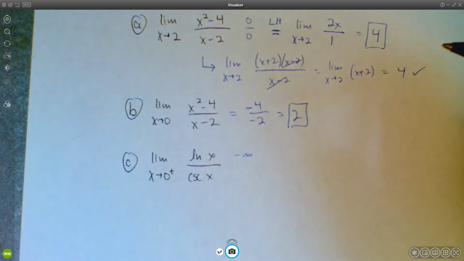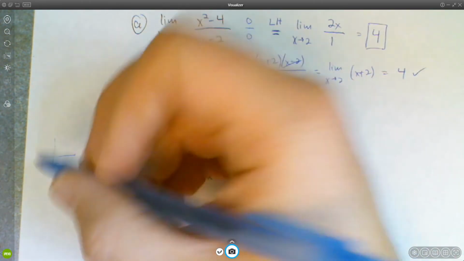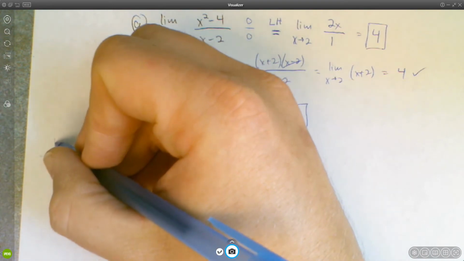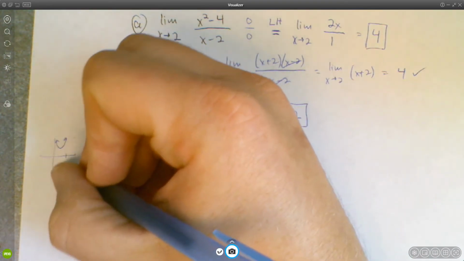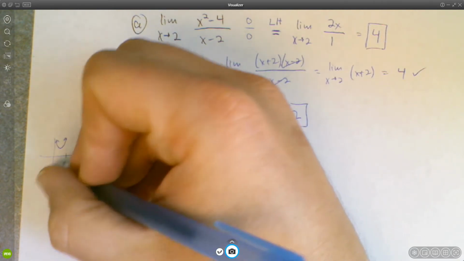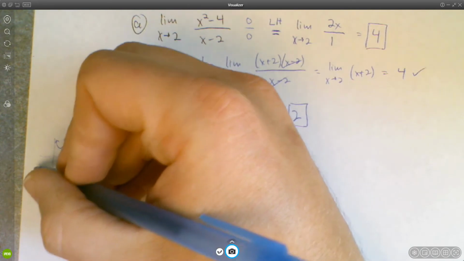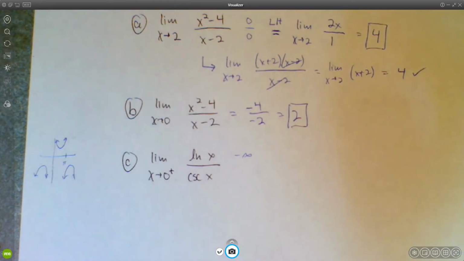As x approaches 0 from the right, cosecant x is like a bunch of parabolas. It has asymptotes there at 0 and at pi, right? And then it kind of looks like this, and then it just repeats this over and over again, like that, right? So that's what cosecant looks like.